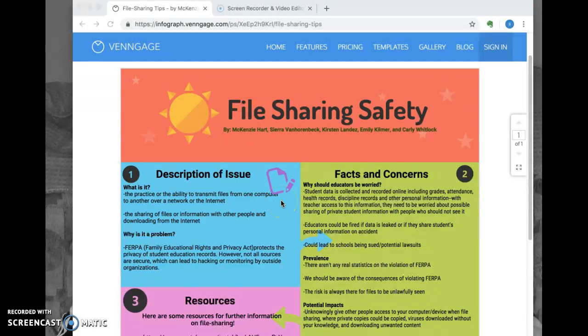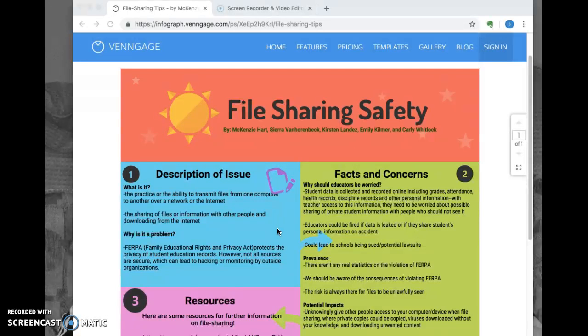Then, why is file sharing a problem? Mainly because of FERPA, which is the Family Educational Rights and Privacy Act, which protects the privacy of student education records. But not all sources are secure, and this can lead to hacking and monitoring by outside organizations. So that's a big issue with file sharing safety: FERPA is the act that protects students from having any of their personal information leaked.